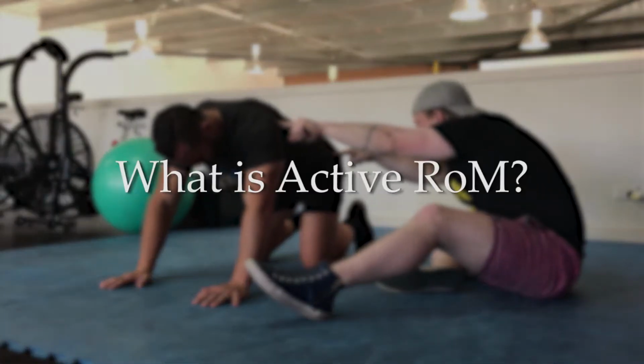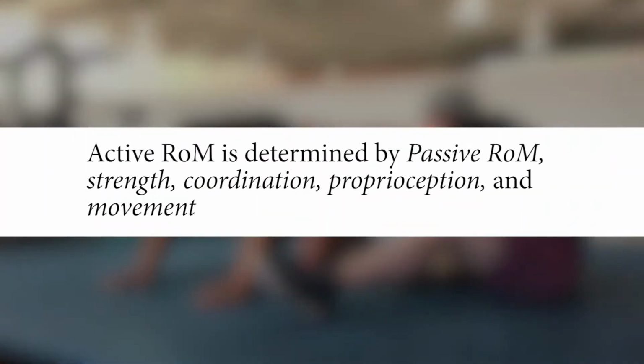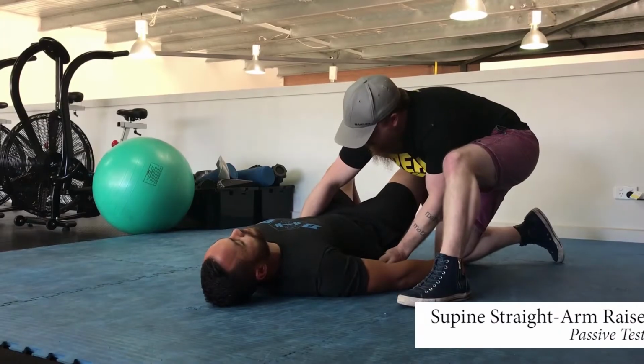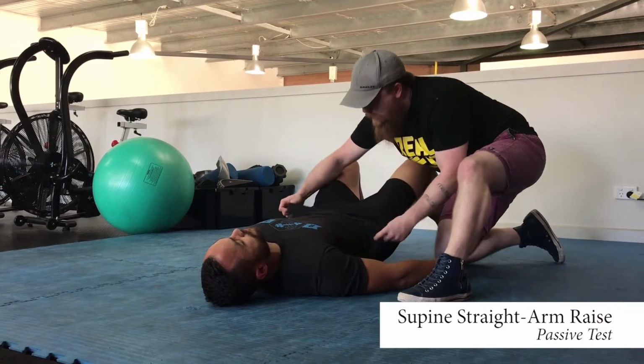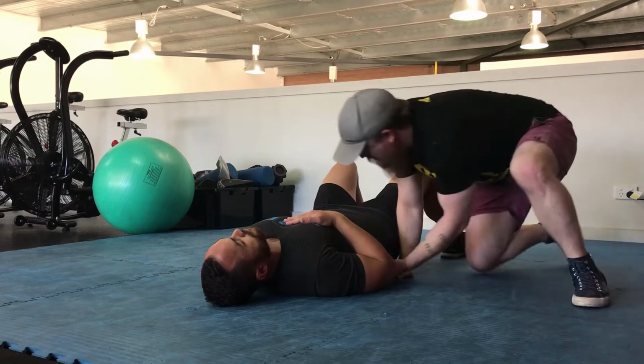A joint's active range of motion is determined by 5 factors: passive range, strength, coordination, proprioception, and the specific movement. Passive-RoM sets the boundaries of where a joint can move, and Active-RoM doesn't change that fact, so it must operate within the boundaries set by the anatomy.